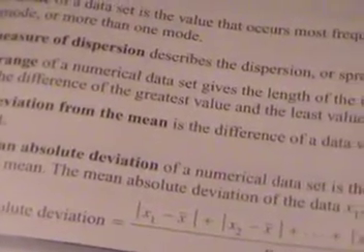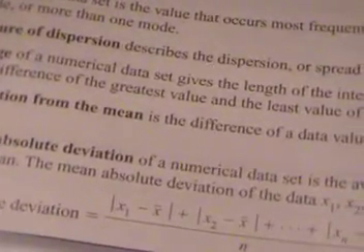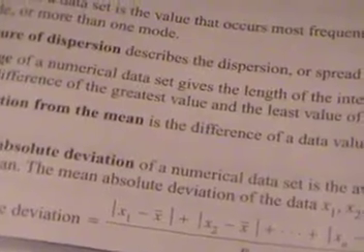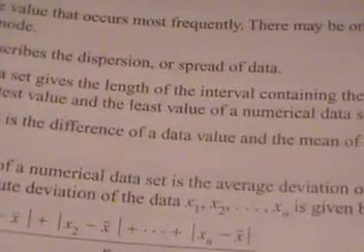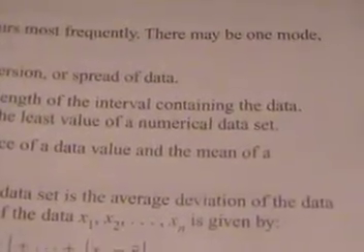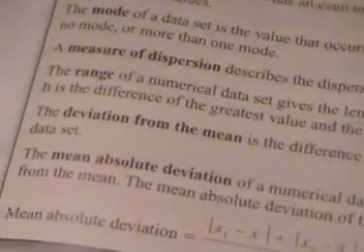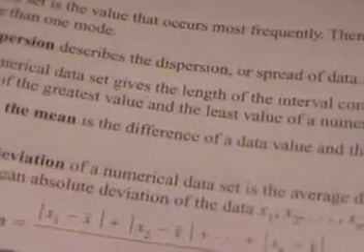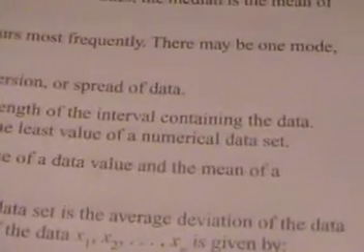Then the range of a number data set gives the length of the data. It is the difference between the greatest value and the lowest value of the number data.